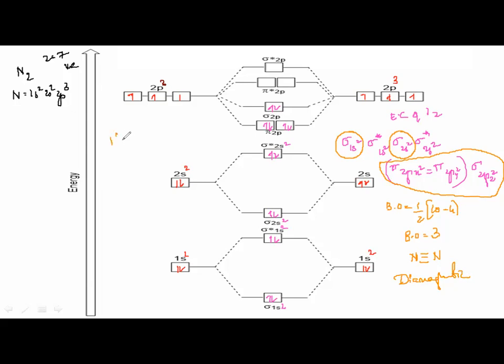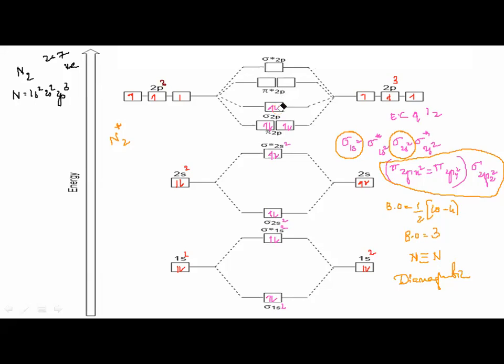Sometimes what happens, they will not give you nitrogen molecule. They will ask you N2 plus ion. So in this case, what will you do? N2 plus means loss of one electron. So you have to remove the electron, and you will remove the electron from the outermost shell. So which electron will you remove? You will remove this electron. Understanding? Are you all getting it?